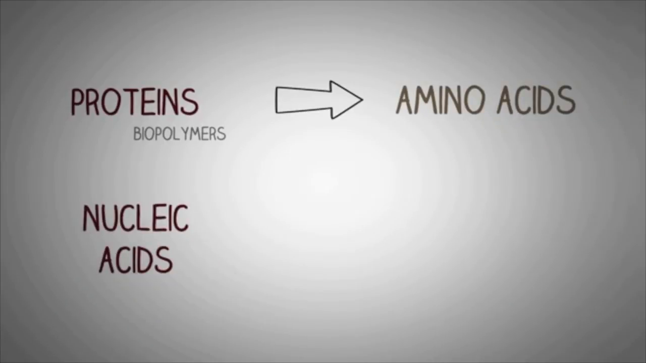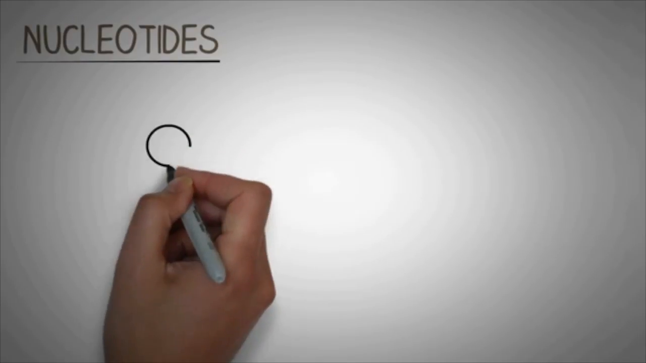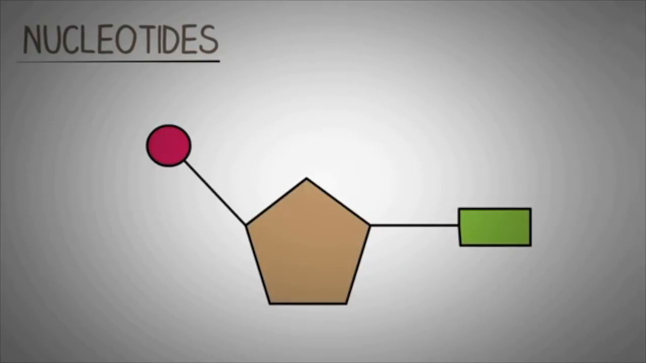Similarly, nucleic acids are also important biopolymers in our body, which are made up of repeated units known as nucleotides. So the next important thing is to understand the basic structure of a nucleotide, which will help us to understand the structure of nucleic acids in detail. Now this is a simple diagram explaining the structure of a nucleotide.